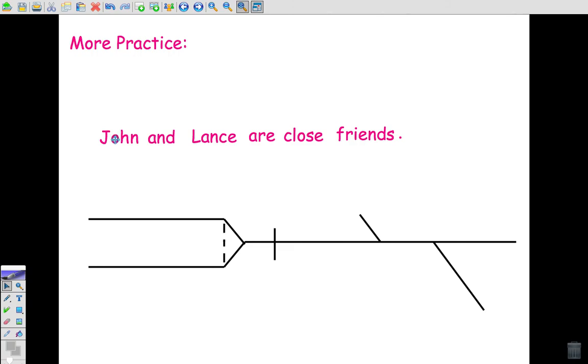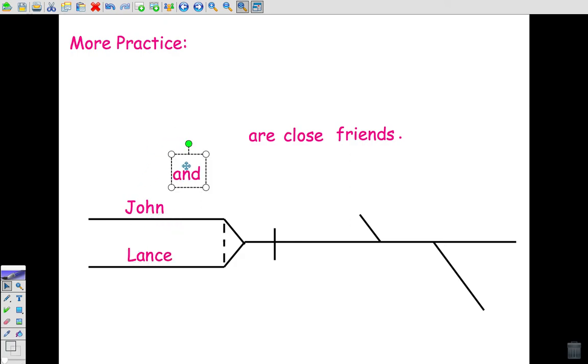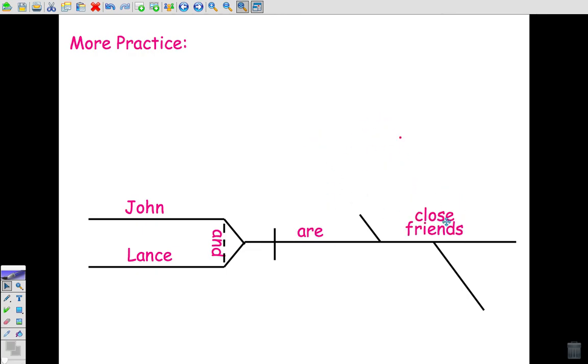John and Lance are close friends. What's the subject about? It's about John. It's about Lance. We know where our conjunction and goes. It goes here on the dotted line. Sometimes you put it in there. We'll put it there for now. What are they doing? They're not doing anything. They are. What are they? They're friends. What kind of friends? Close friends.